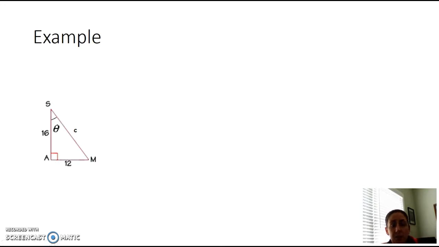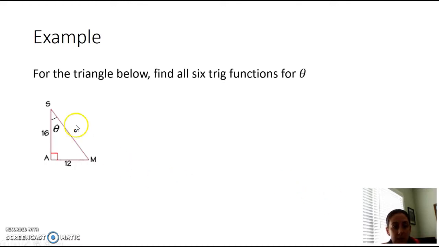So for example, let's suppose we have this right triangle right here where we have two legs, 12 and 16. For this angle theta, now notice where theta is, we're going to find all 6 trig functions for that theta. Well, the first thing that we're going to need is the length of the hypotenuse. So we're going to have to use the Pythagorean Theorem like we did earlier to find C.